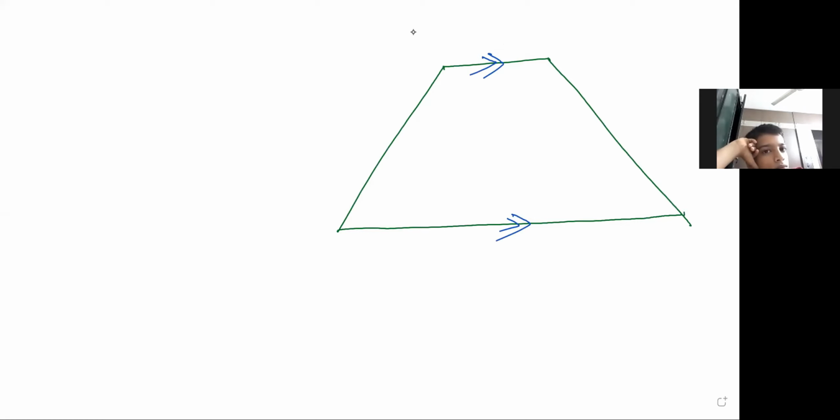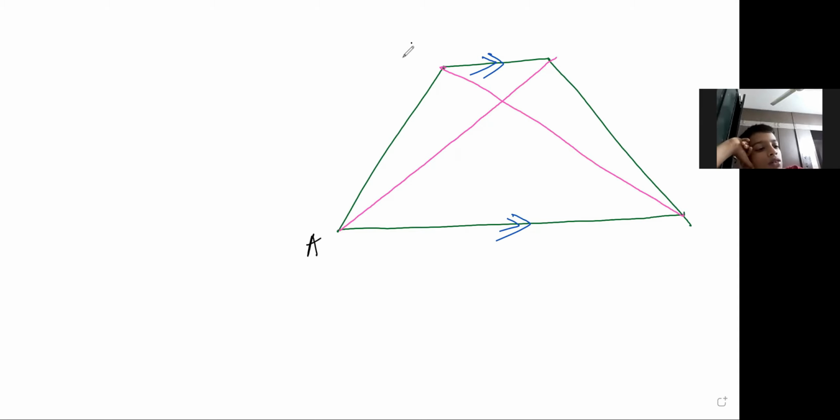Now we were stuck at the important point about the diagonals. So let me make the diagonals here, joining the two vertices which are opposite. And let's label. They are intersecting at a point. Let's call this point P. So, these two sides are parallel, right? So we actually have two similar triangles.